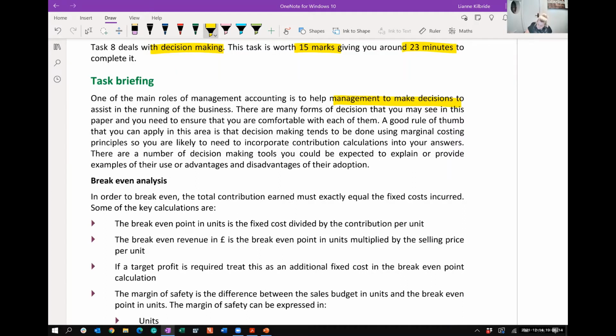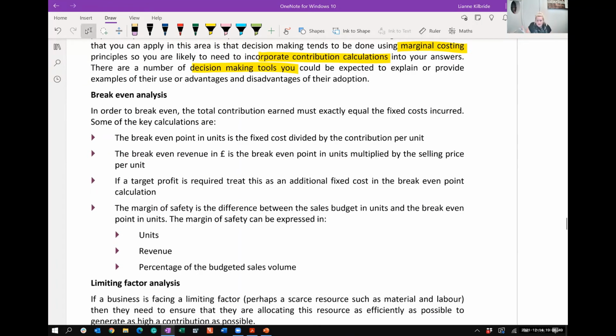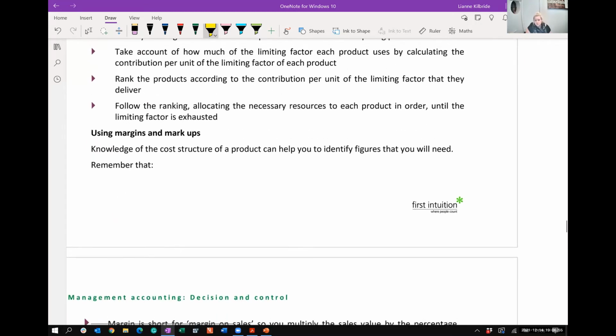In this exam, this task tends to be all about marginal costing, but be careful in case they're bringing in absorption costing. So you're going to be using the marginal costing principles for this one. You've still got to do some calculations, so we're still going to be looking at doing some contributions, and that will then help us with those decisions. There are a number of decision tools that you can use, and again, just repeating information that we've seen from previous tasks: knowing how to do your break-even analysis, your limiting factor analysis, and the use of markup and margins, which is all to do with your profits.